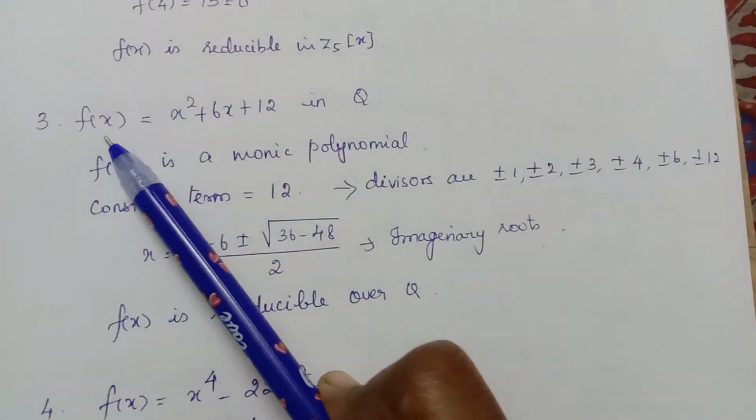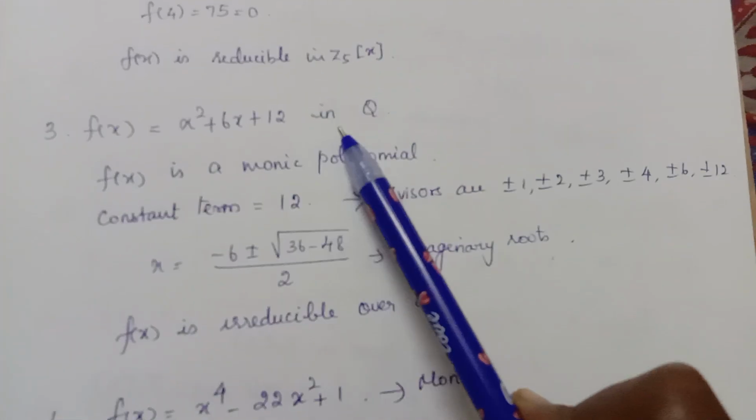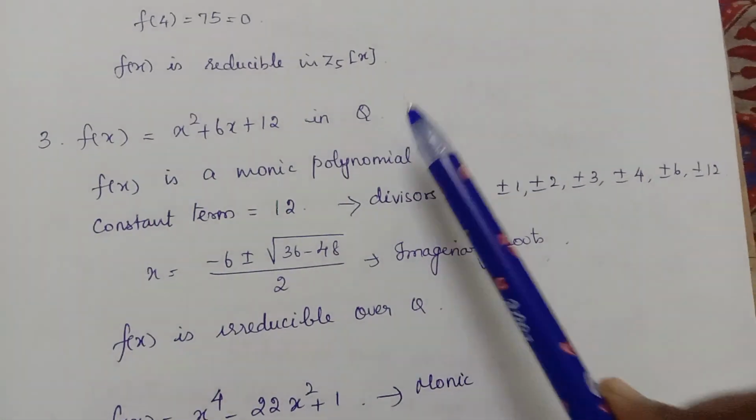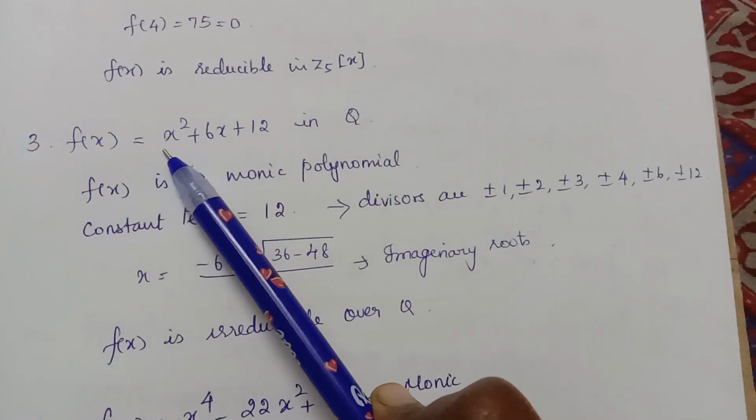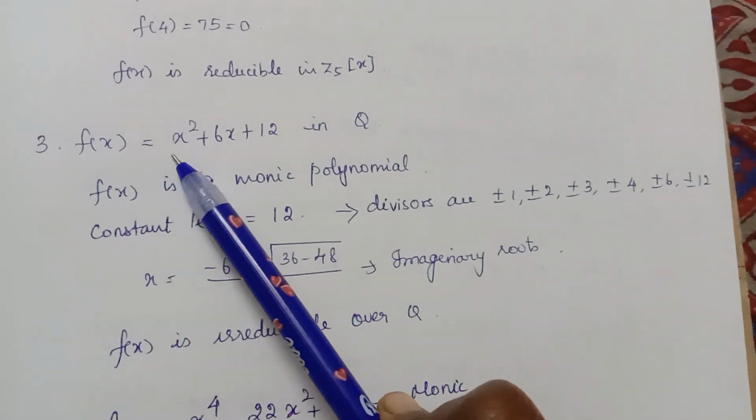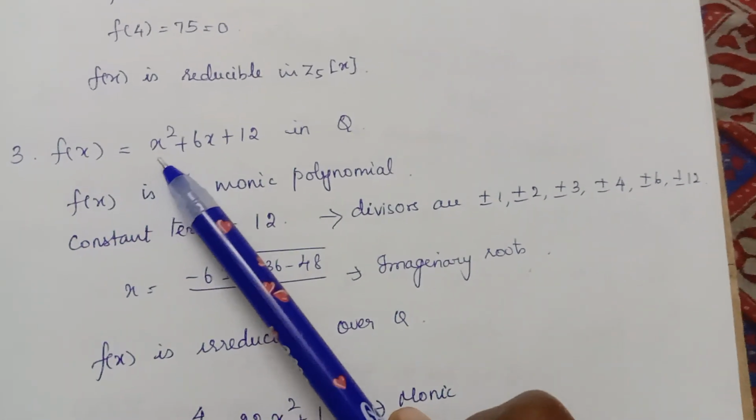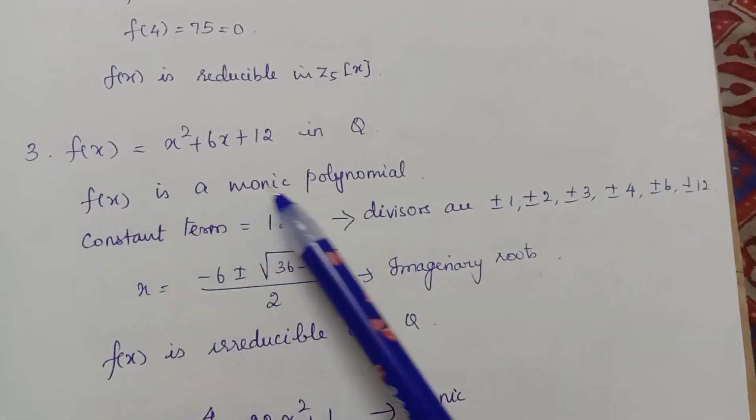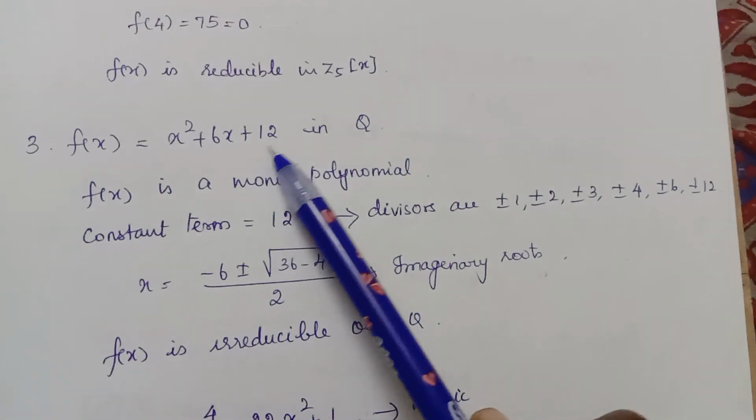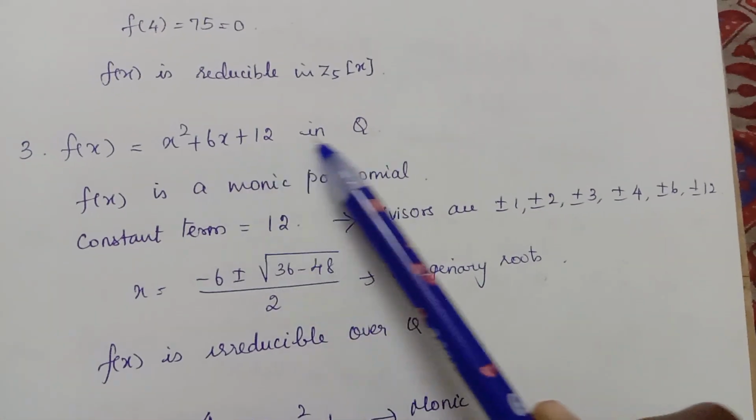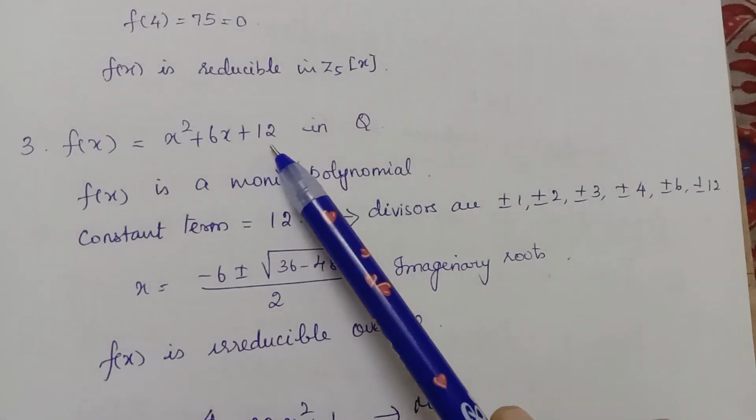Next one is f of x equal to x square plus 6x plus 12 in Q. We have to check over the field of rational numbers. See, this is a monic polynomial, isn't it? What is the constant term? 12. So if there is any root for this polynomial in Q, it must divide 12.